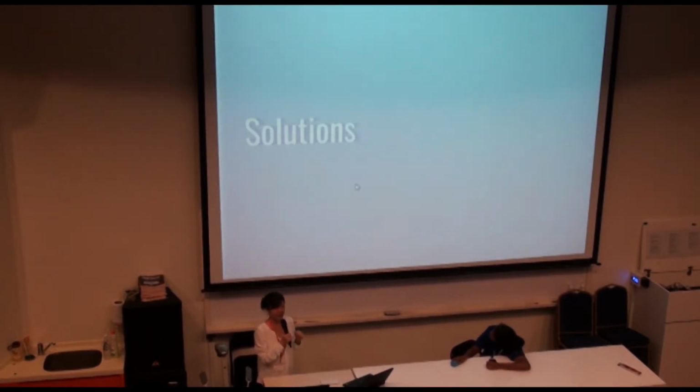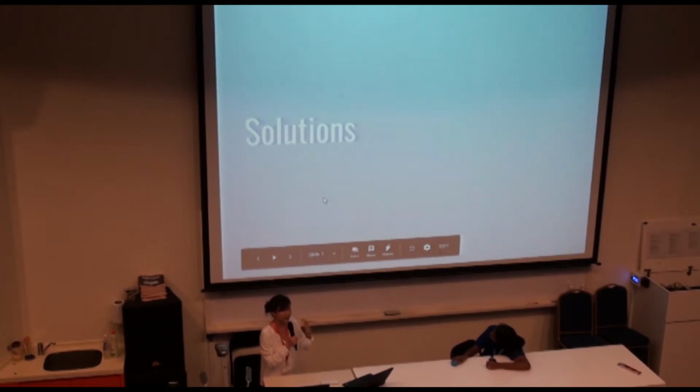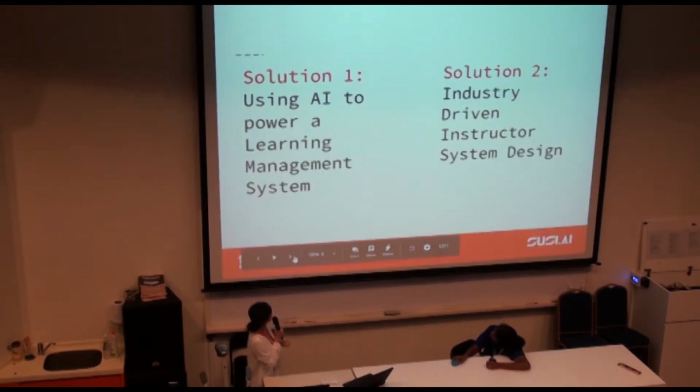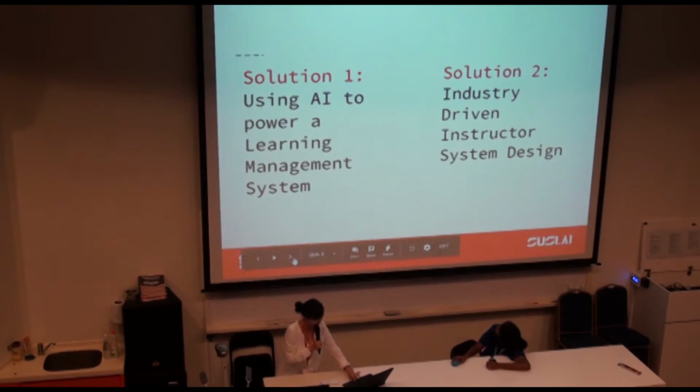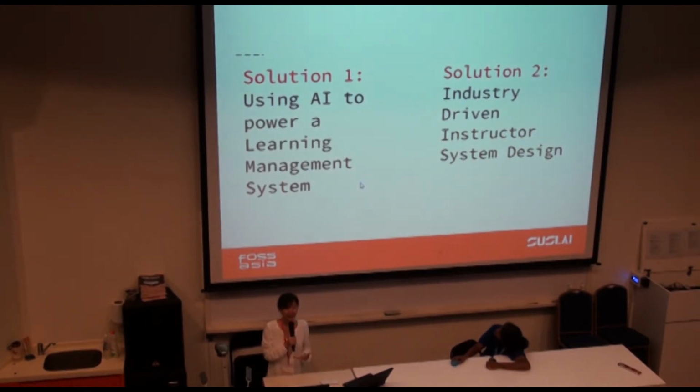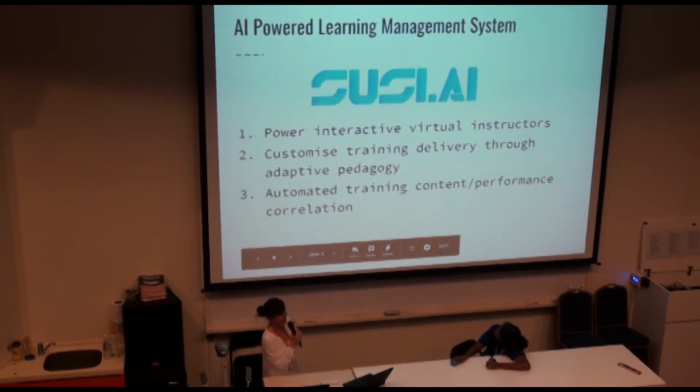Okay, solution. So let's talk about the solution. Here we propose two solutions for you to tackle this issue: the problem of lacking manpower and how to train the students in the most effective way. The first solution is using AI to power a learning management system. And what do I mean by that? Next, please. Okay, Suzy AI.